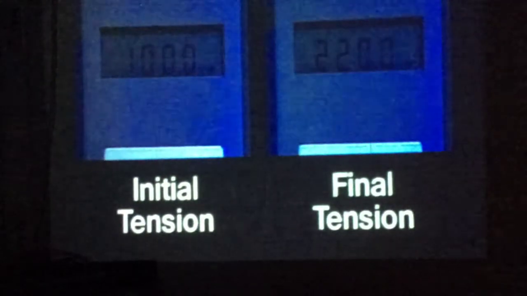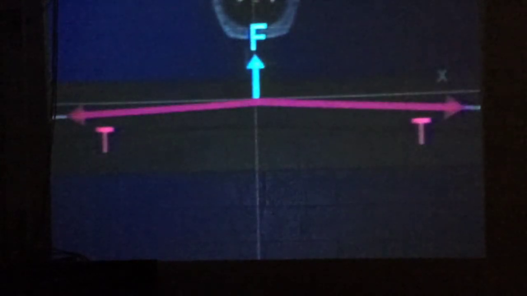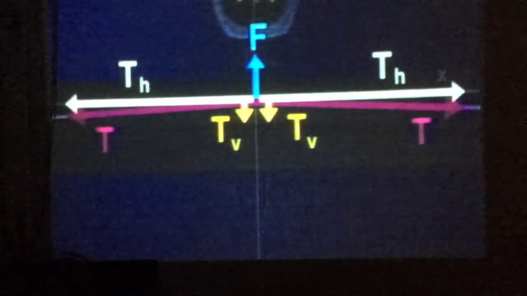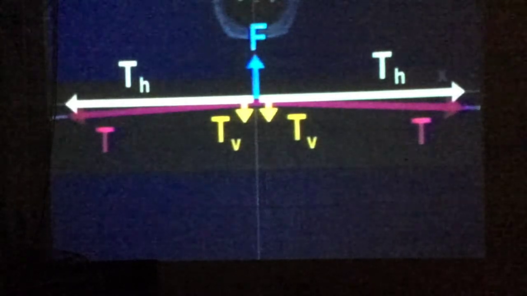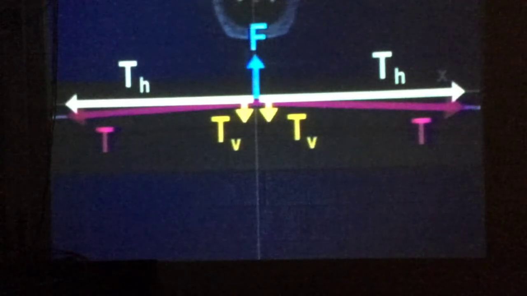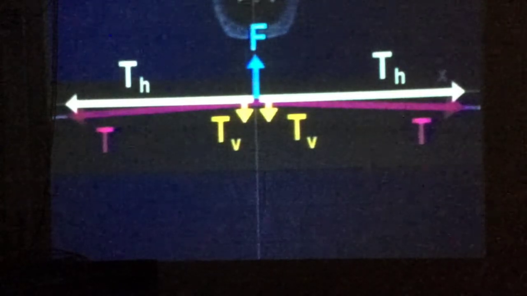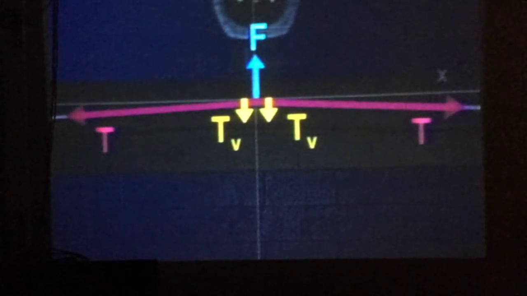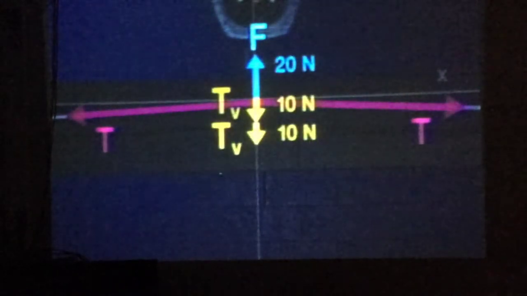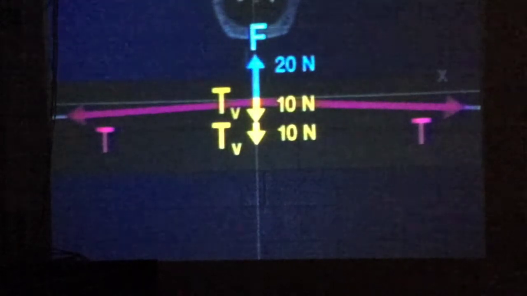increase by 120 newtons. Using a force diagram, the dramatic increase in tension can be explained in terms of the cable's horizontal and vertical components. Because the system is at rest, all of the force components must add together to produce a net force of 0. The cable's horizontal force components cancel one another and play no part in balancing the applied force of 20 newtons. The cable's vertical force components are solely responsible for balancing the upward force.